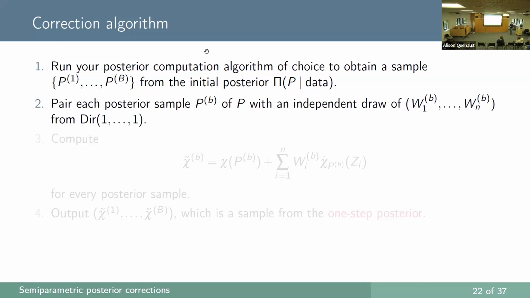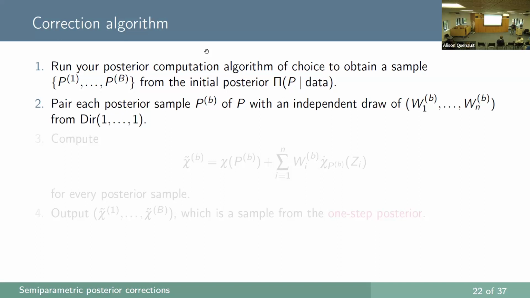And then what we're going to do is we take each of these posterior samples, P indexed by B, and we're going to pair it with an independent draw of uniform Dirichlet weights. If you've not seen the Dirichlet distribution before, we can sample from it by sampling IID exponential 1 weights and then normalizing them so that they sum up to 1. You can think about them as a set of random probability weights. So we've done something a little bit peculiar here.